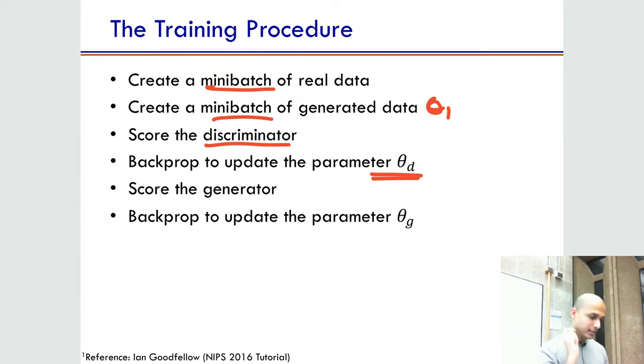Similarly, we can score the generator as well. We can backprop, sorry, let me call this theta g, to update theta g as well. The scoring function is the same. It's just the negative of the previous one. So again, you have the score for the generator, and you just backprop to update theta g. It's a pretty straightforward operation, except that two things are happening in tandem. One is you're updating the parameters of the discriminator, and then you're updating the parameters of the generator. That's all.